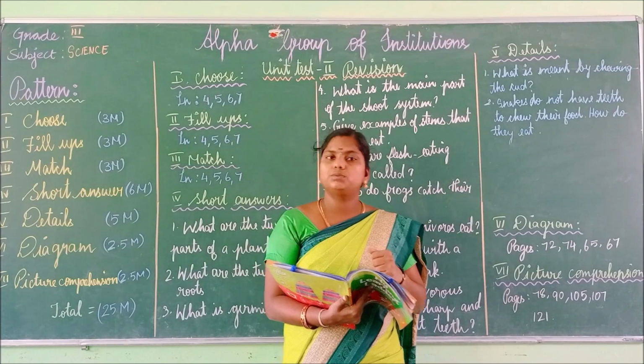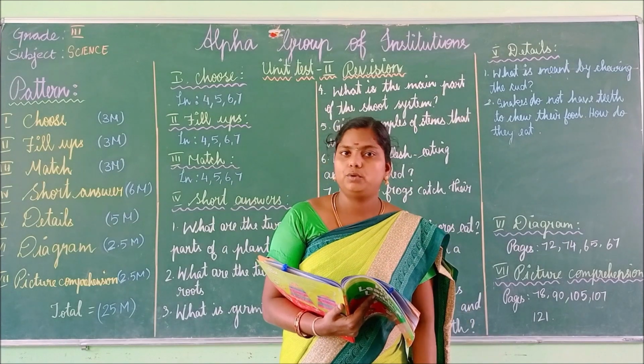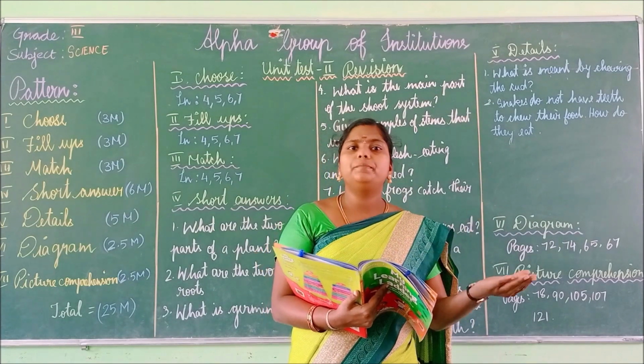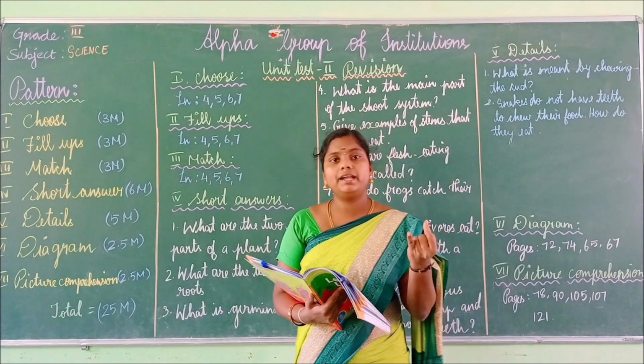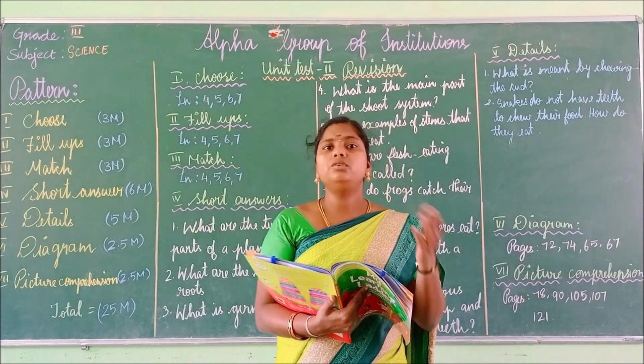Your fourth one, dash help fish to swim. So for us, legs will help to walk. For fish, what will help to swim? Their fins and tails. Their fins and tails will help fish to swim.